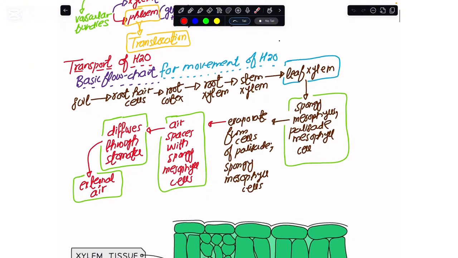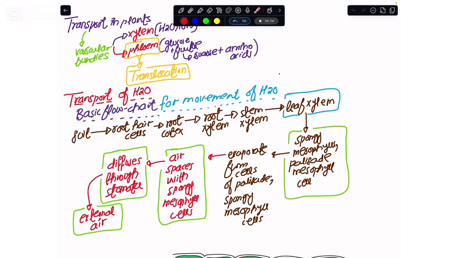Now, if I were to show you the general scheme of how the water would be moving, this is the basic flow chart that I have got for you. So the water and the ions would be available in the soil. From there, they would move into the root hair cells. Once they come into the root hair cells, the water would move by diffusion and osmosis in the root cortex, and then they would come to the xylem of the root. And from the xylem of the root, they would go into the xylem of the stem, and from there we would bring it to the xylem of the leaves, and then from the leaf xylem, the water would be moving into the spongy mesophyll cells and the palisade mesophyll cells.